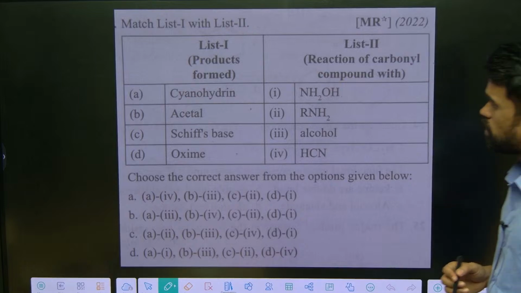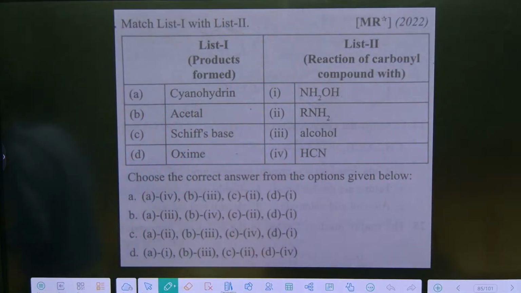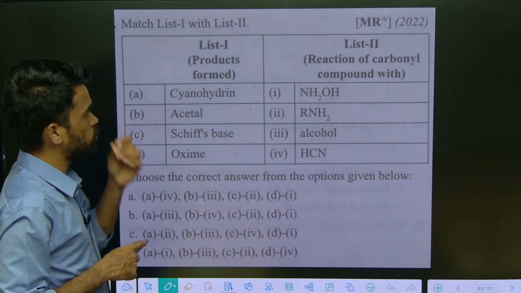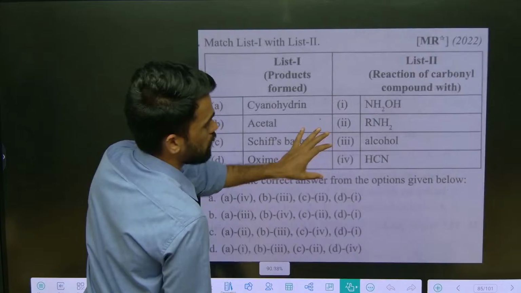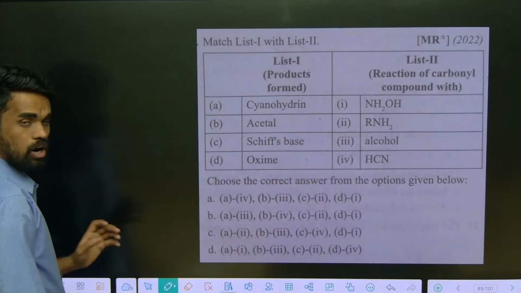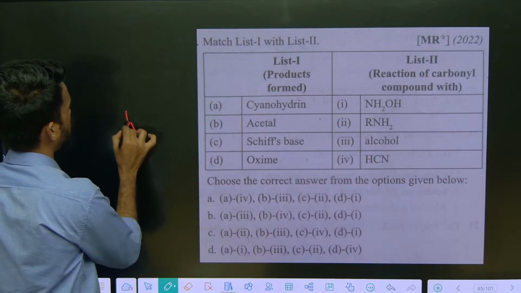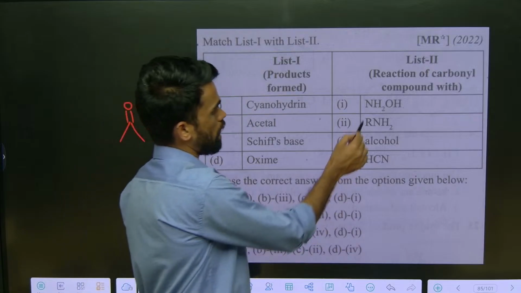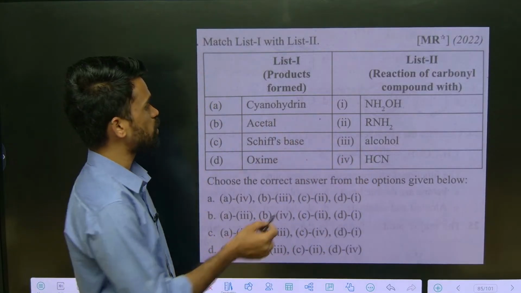Go through this question once. Match list 1 with list 2. How can we do this? It is very easy. Whatever questions I have picked here are all PYQs. You just need to take an aldehyde or a ketone, a carbonyl group. To that we are going to add these reagents and they are going to form these products. The names of the products are mentioned.